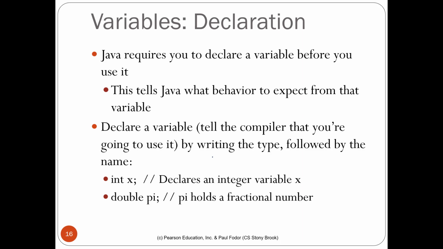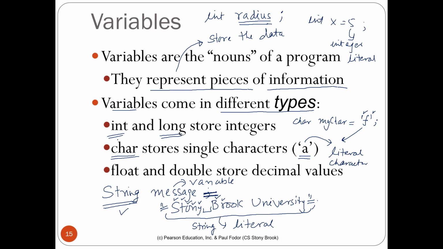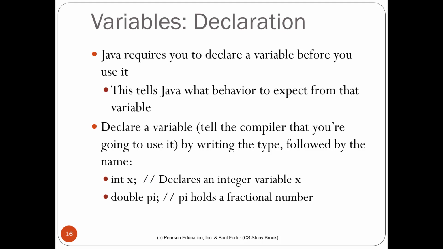Similarly, if you declared message as a string, then Java will know that since you are declaring message as a string, it knows what methods we can apply on this message variable, and the methods which are defined in the String class can be applied on this. Okay, so this is important. That's the reason you should declare the variable. Java requires you to declare a variable before you use it. Why? Because this will tell Java what behavior to expect from that variable.